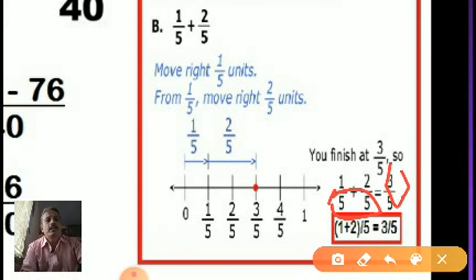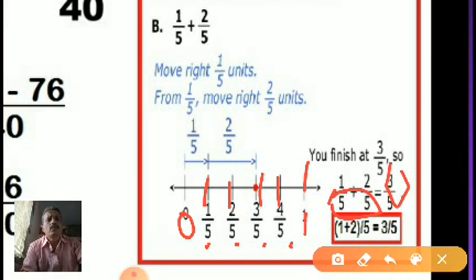On the number line we can represent it very easily. First of all, we write 0 and then 1. In between there are 5 cuts, so I want to make 5 parts: 1, 2, 3, 4 and 5. So the first part is showing 1 upon 5, the second is 2 upon 5, then 3 upon 5, 4 upon 5.